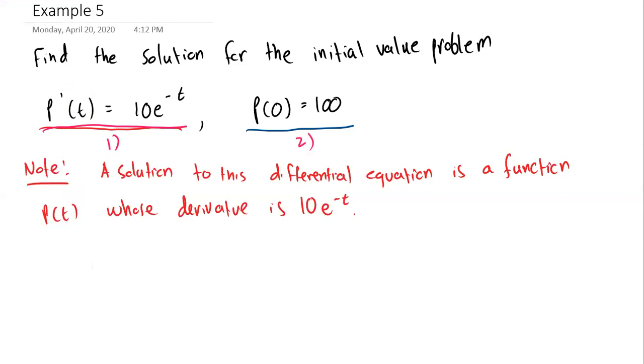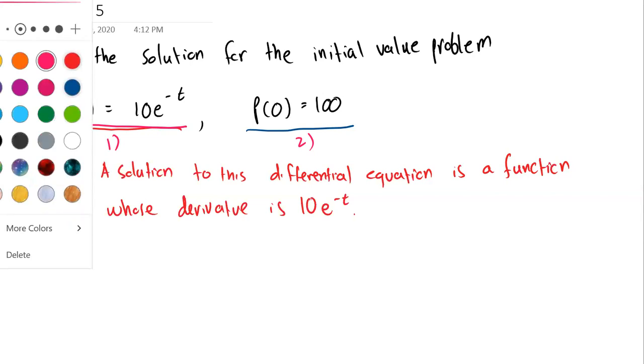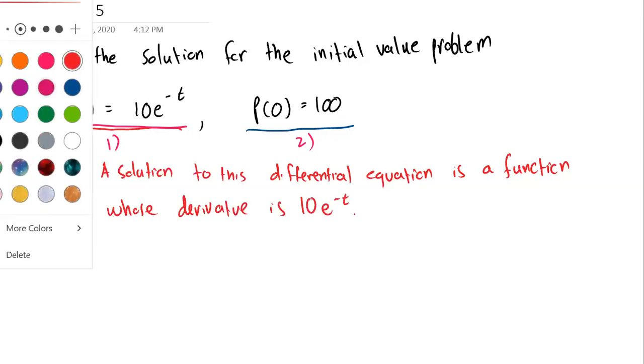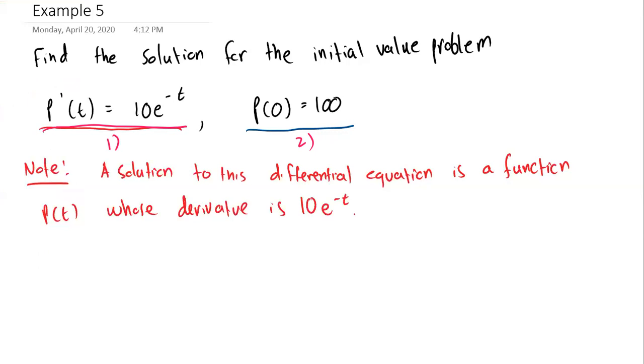Okay. So again, to find the first part, we want a function whose derivative equals 10 e to the negative t. Well, that's the same as asking for an antiderivative. And in fact, we can make it more general and just find all antiderivatives. So the first thing you want to do is find all antiderivatives of 10 e to the negative t. And again, the variable is t, so you use dt. Okay. Now, what is this going to be equal to?